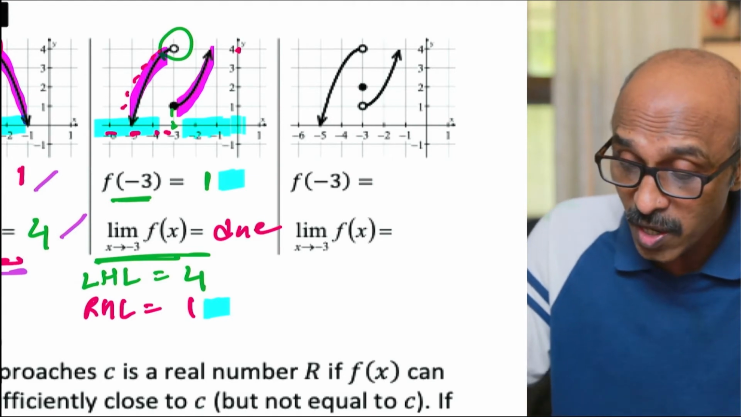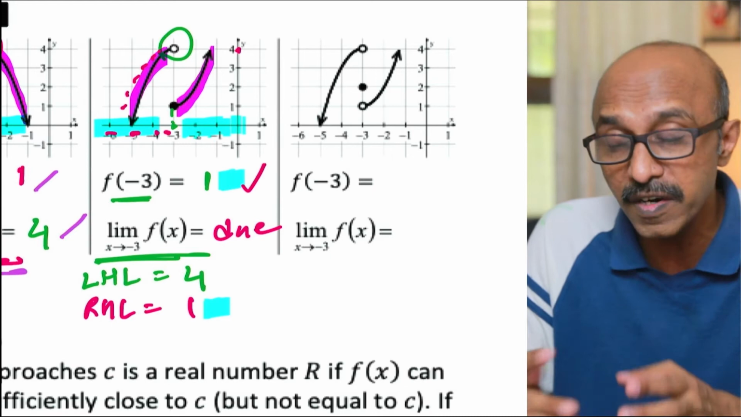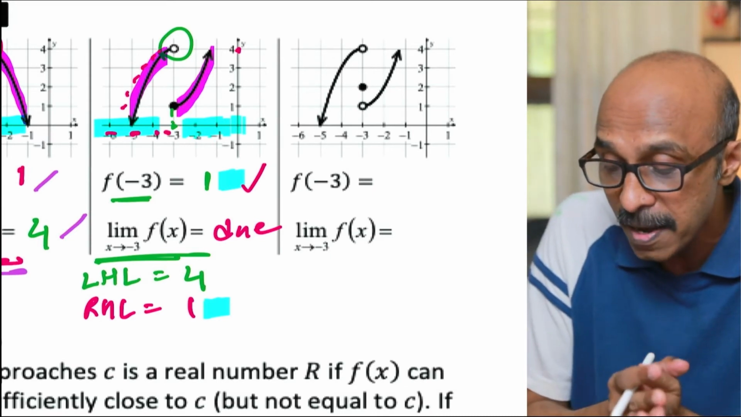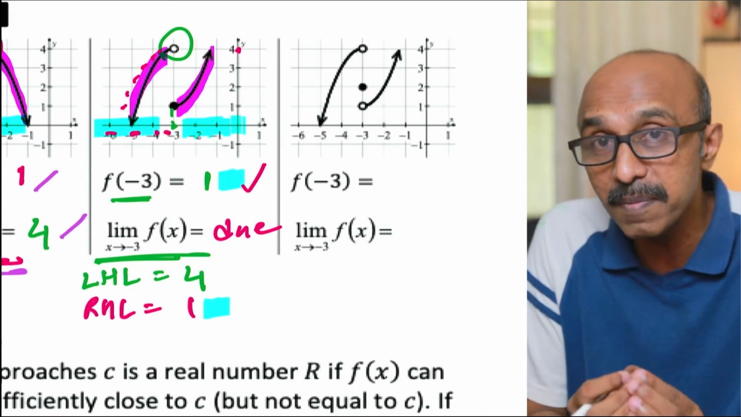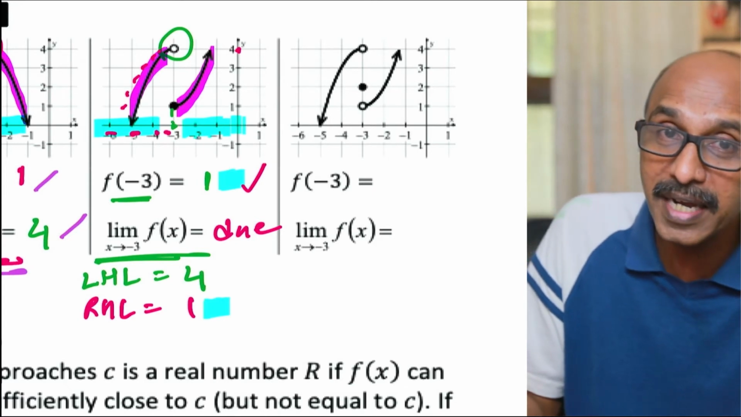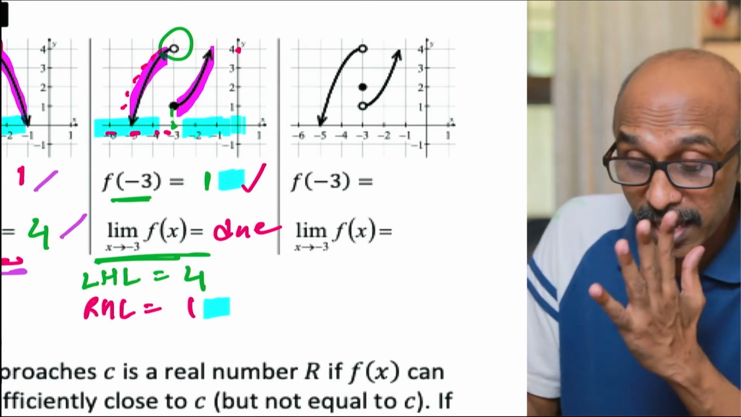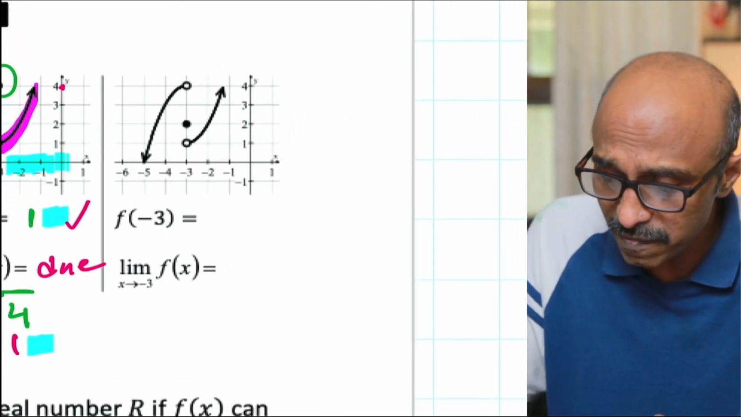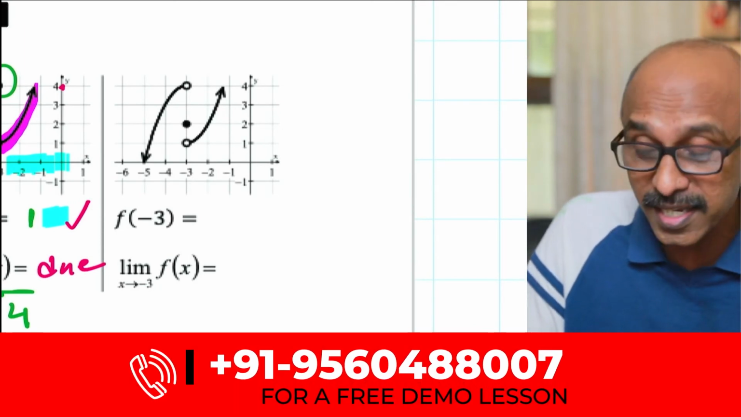So this is a case where the function is defined. The function has a value at x equals -3. But the limit is not defined because the left-hand limit and the right-hand limit are not the same. Example 5. Again, a piecewise function, but let's look at what's different in this example.